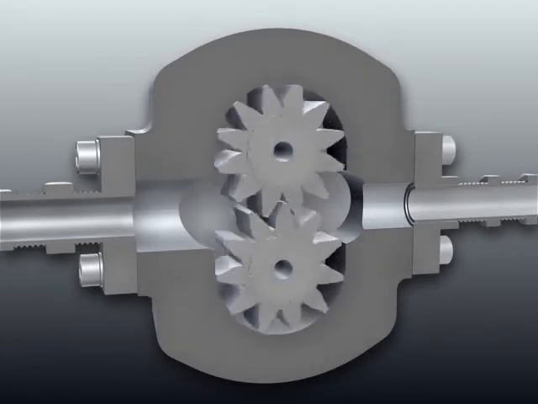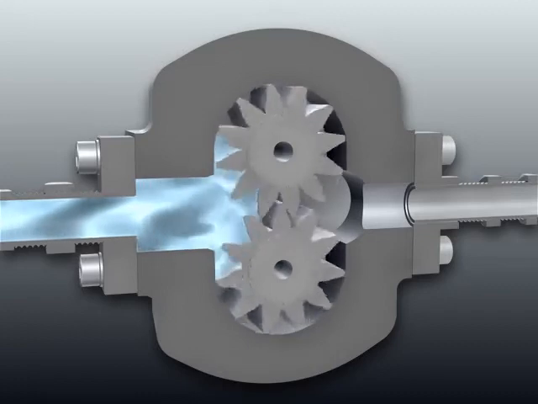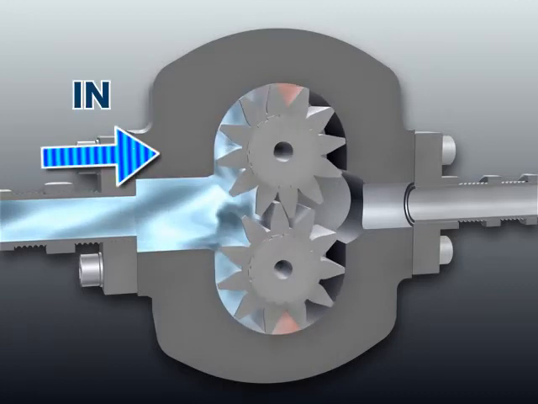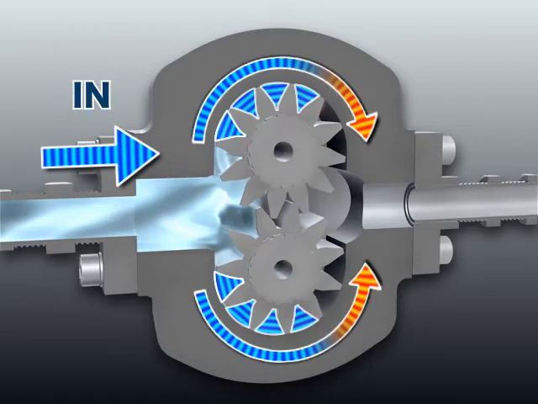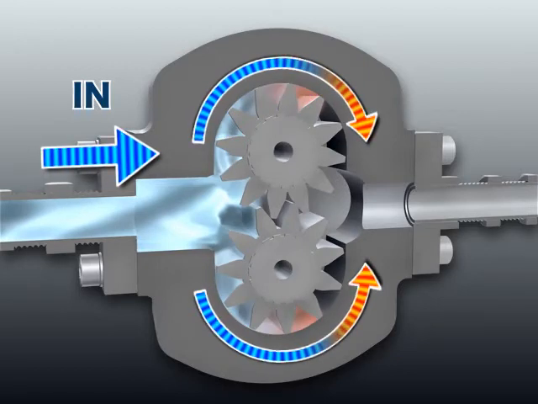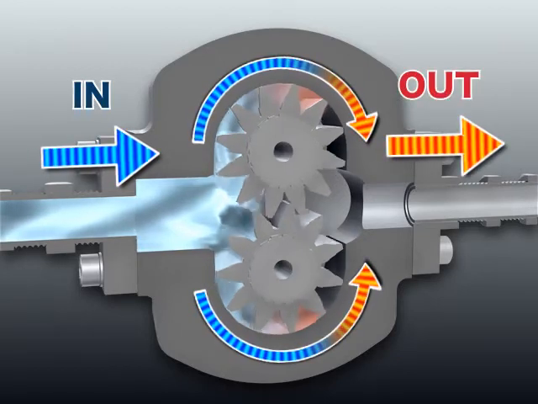While the gears rotate within the casing, a vacuum is created at the pump inlet, where the gear teeth separate, forcing hydraulic oil into the inlet from the tank. The gears rotate, pushing the hydraulic oil to the outlet to be delivered.